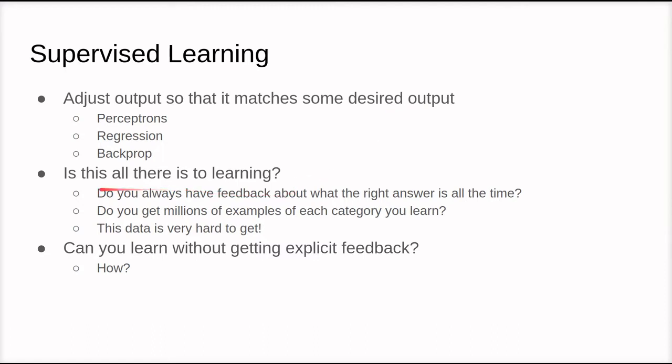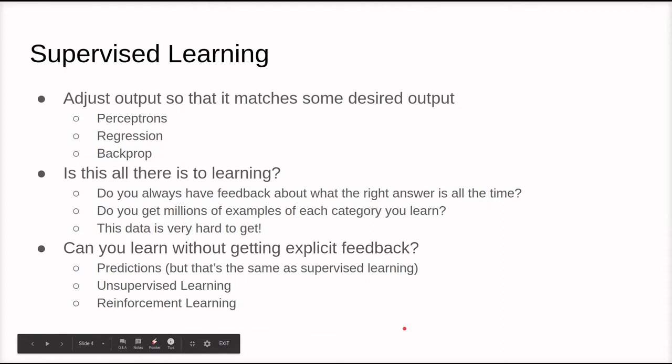And this data also is very hard to get. It takes a lot of work and effort to get high-quality, hand-labeled or expert-labeled training data. And so we do have to ask, is that all there is to machine learning? Is it just trying to do things that other people tell us? Well, we might want to try learning without getting explicit feedback, and that is the purpose of what we'll be covering today: how to train neural networks in techniques where we do not necessarily have expert feedback at all times.